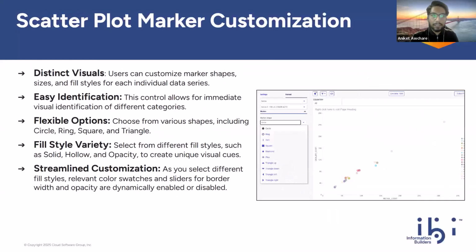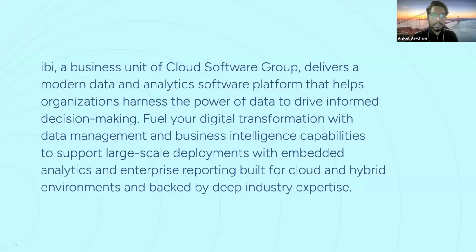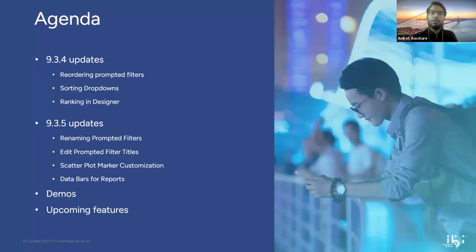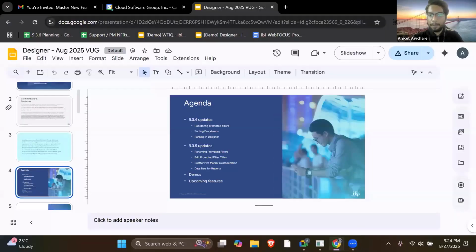And before I begin, just a recap, these are the features that we have introduced in 934 and 935. So 934 will have reordering prompted filters, sorting dropdowns, and ranking reports in Designer. 935 will have renaming parameter, editing the title, choosing custom markers in scatter plots and data bars. Now with that, I'll move on with my demo.